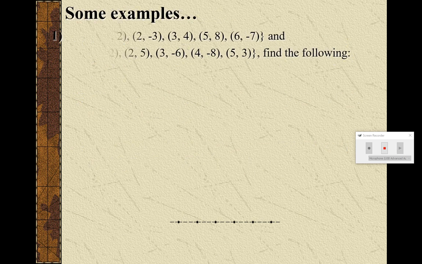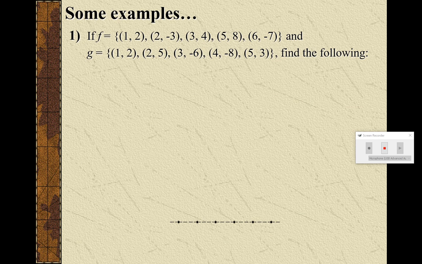Some examples. Say they give you this information, and again, you could totally relate this to the opening example. Month 1, we made $2,000. Month 2, we lost $3,000. Month 3, we made $4,000. 5, 8, 6, -7. All this data.